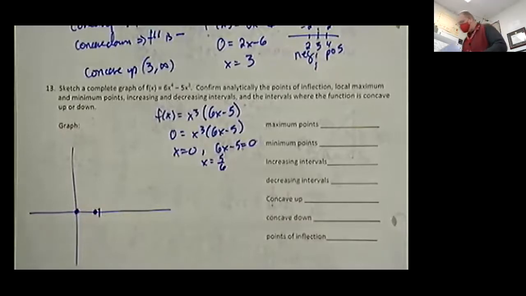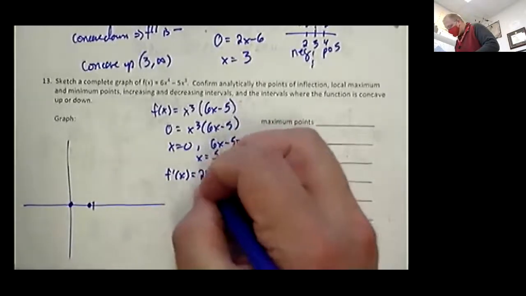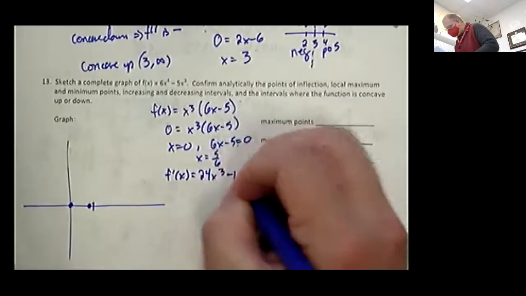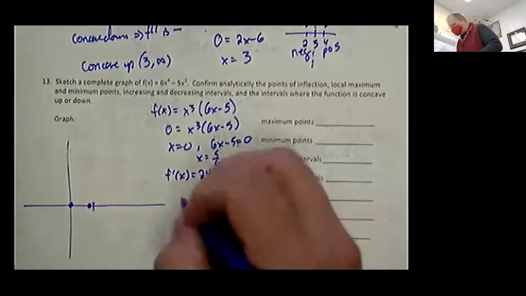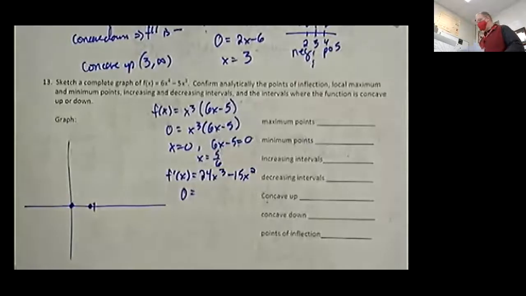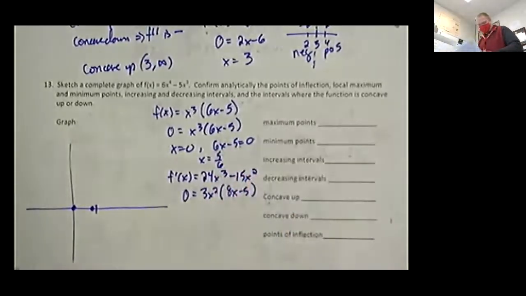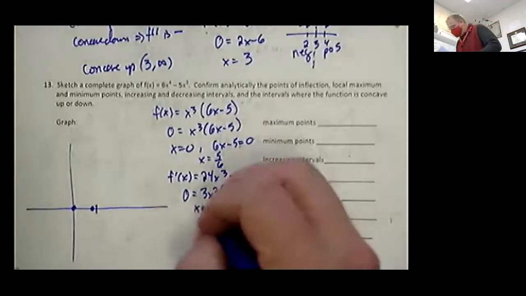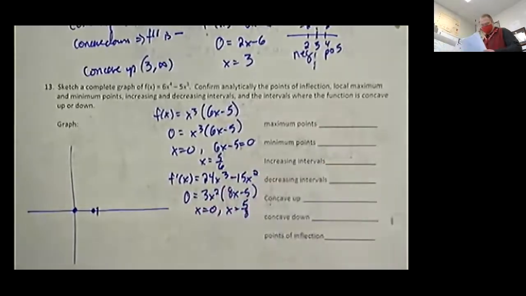Now I want the first derivative. The first derivative would be 24x cubed minus 15x squared. Now I want to set that equal to 0. Again, I can use a trick of factoring to make this easier. We can factor out a 3x squared. That leaves us with an 8x minus 5. Therefore, x is equal to 0, or x is equal to 5/8.